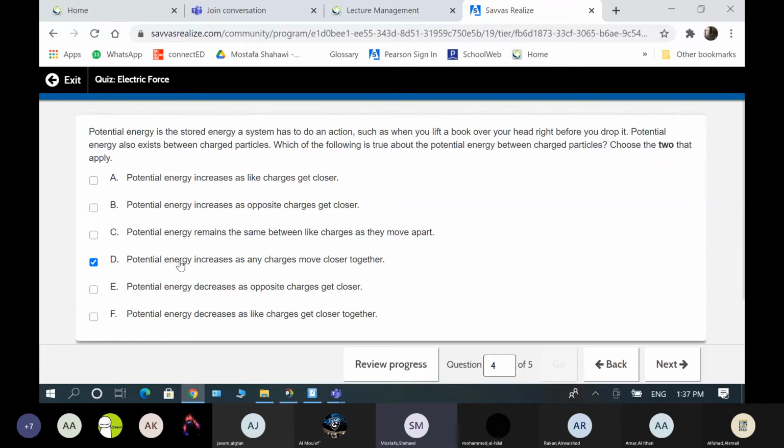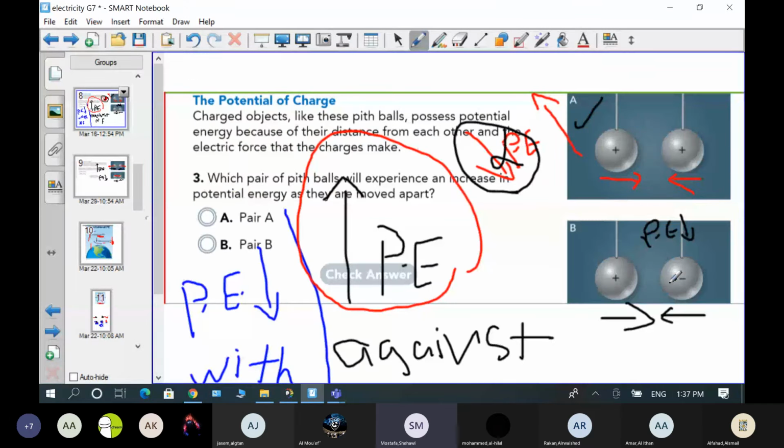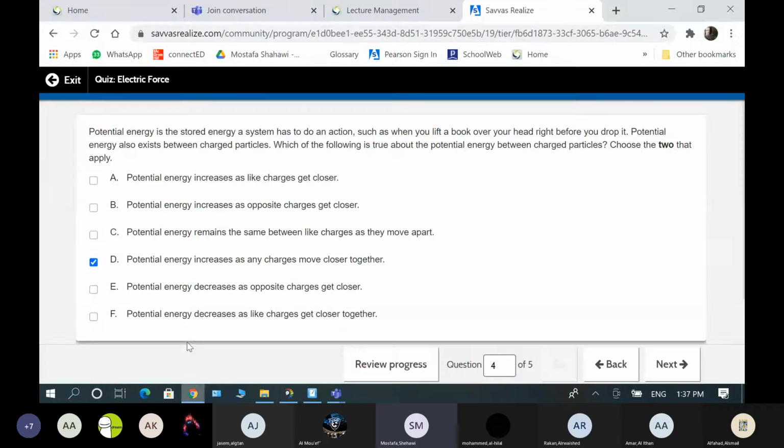Potential energy decreases. That's here: potential energy decreases as opposite charged particles get closer. Negative and positive get closer, potential energy decreases. So this one also is false. You have one more chance. B is also wrong: potential energy increases as opposite charges get closer. Enough, for you that is enough. I will pick someone else.